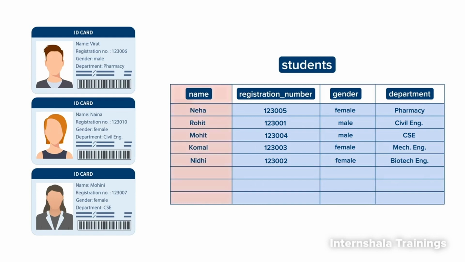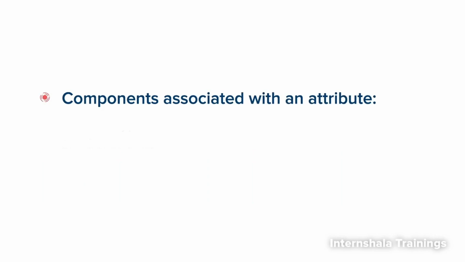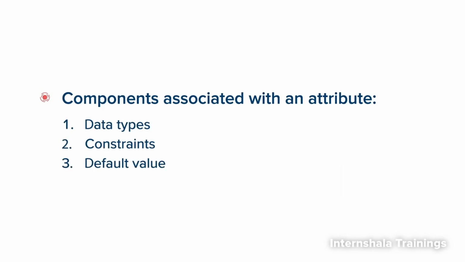That is, in the name attribute, we will add the name of the student. In the registration number attribute, we will add the student's registration number. In the gender attribute, we will add the gender of the student. And in the department attribute, we will add the department of the student. Now, there are 3 components that we associate with every attribute of the table, and these are data types, constraints, and a default value. Let us understand them in detail one by one, starting with the data types.